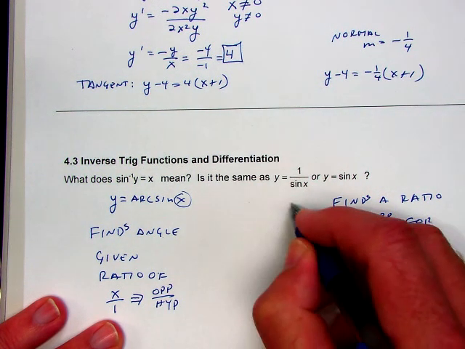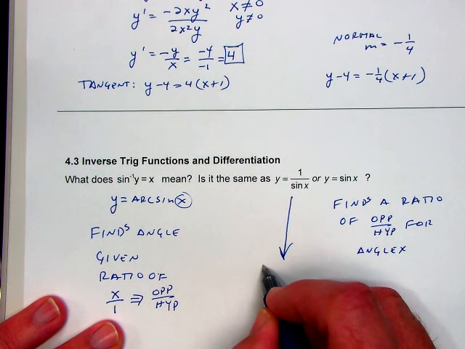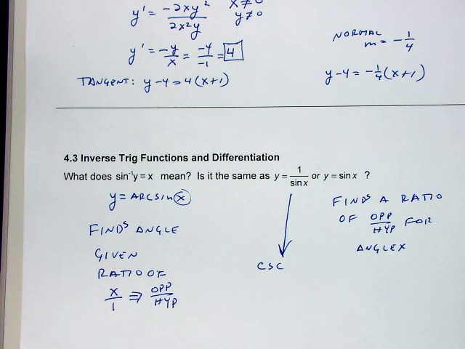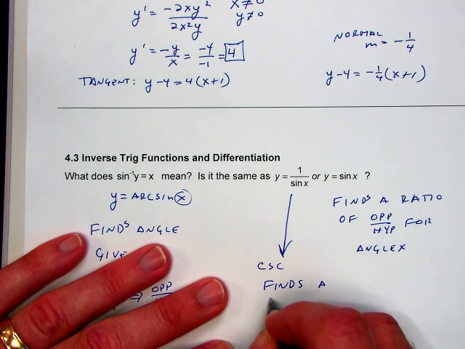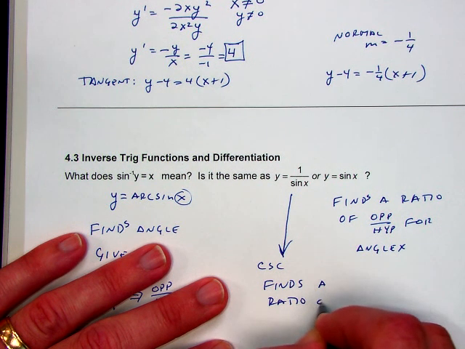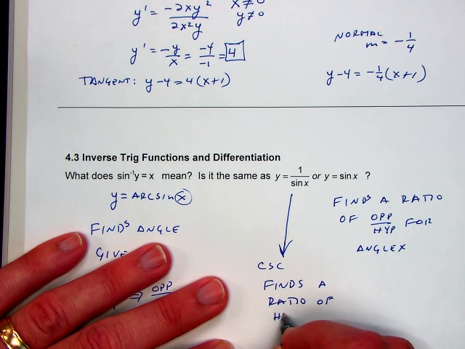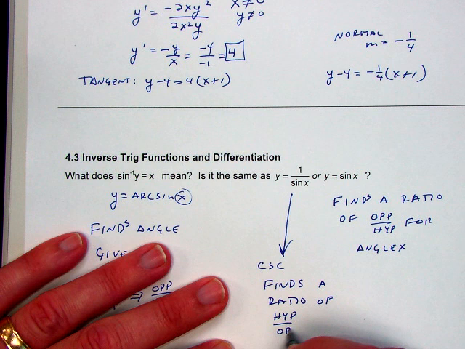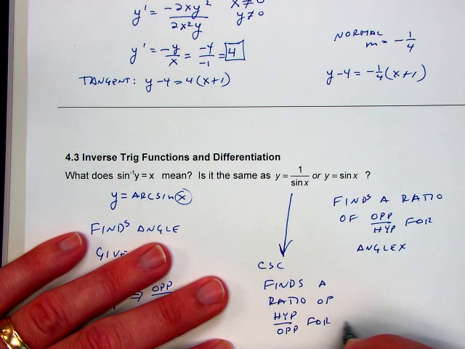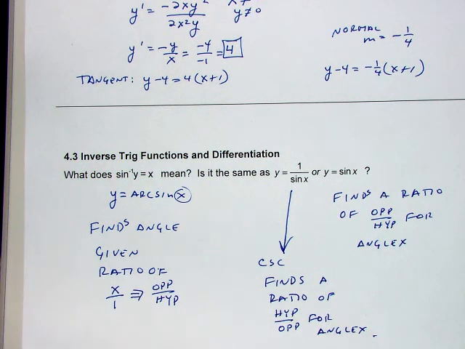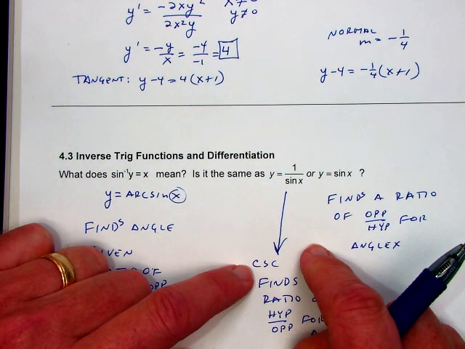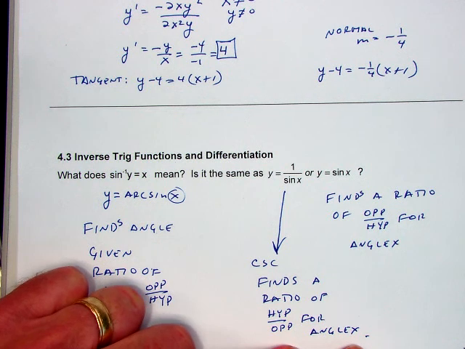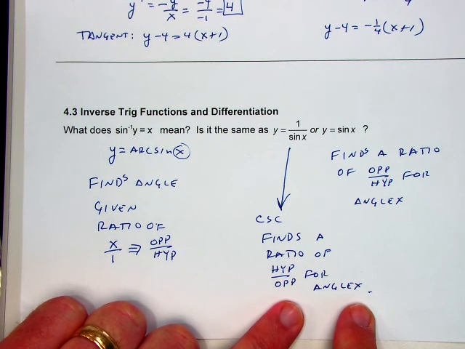What does this do? Well, that's the same thing as a cosecant. What does that do? It finds a ratio of the hypotenuse over the opposite for an angle x. So this finds an angle given a ratio. This finds a ratio given an angle. Just so you understand what the difference is. Okay, thank you.